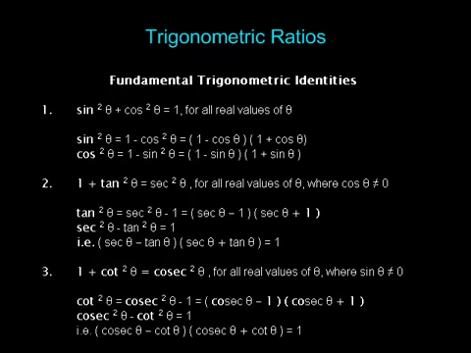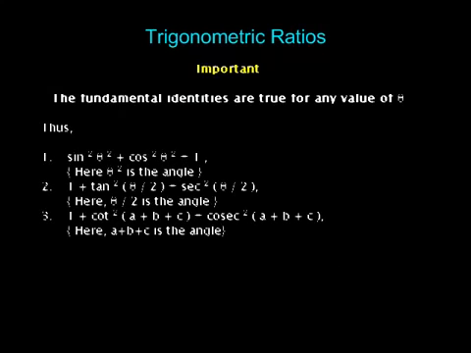Third fundamental identity is 1 plus cot square theta equal to cosec square theta for all theta where sin theta is not equal to 0. The same can be written as cot square theta equal to cosec square theta minus 1, that is cosec theta minus 1 into cosec theta plus 1, or cosec square theta minus cot square theta equal to 1, that is cosec theta minus cot theta into cosec theta plus cot theta equal to 1. Note that these are identities.